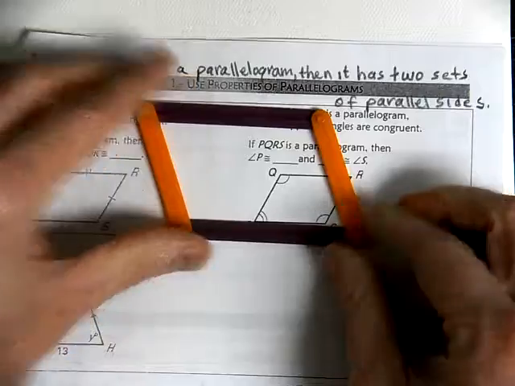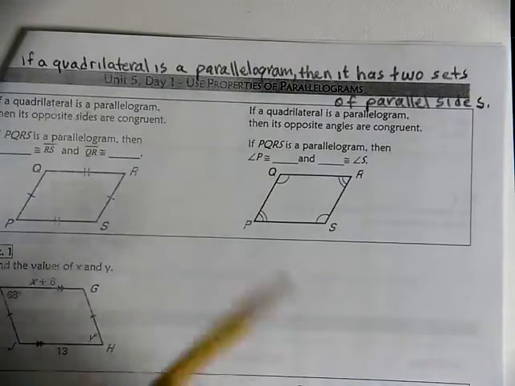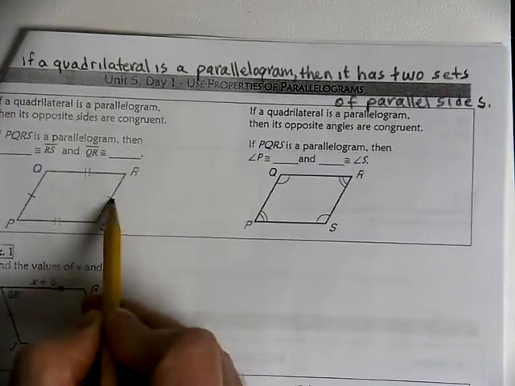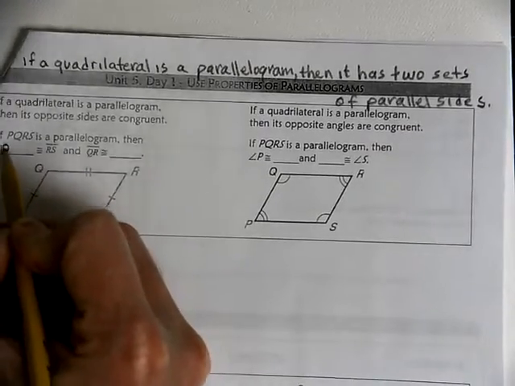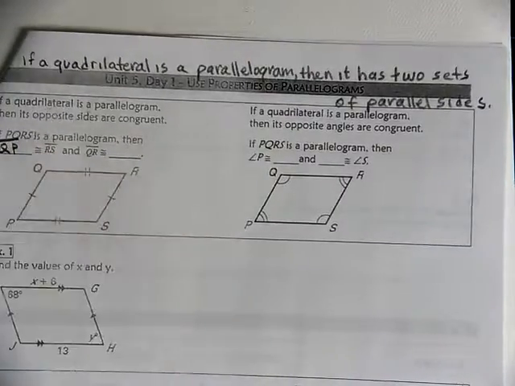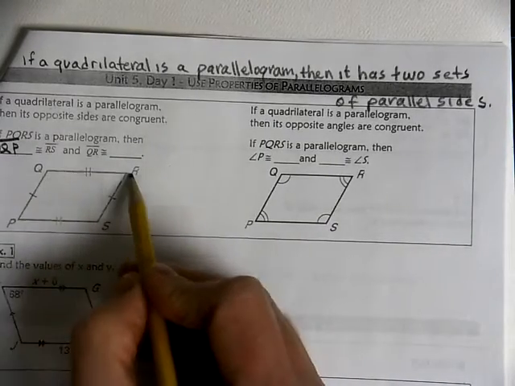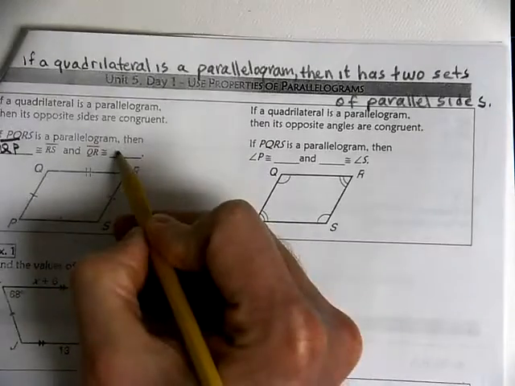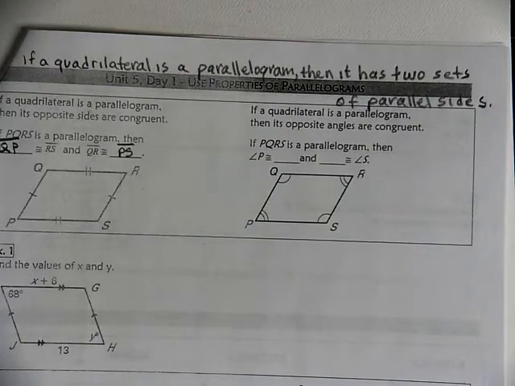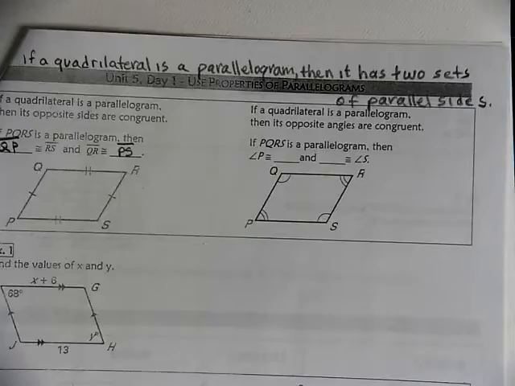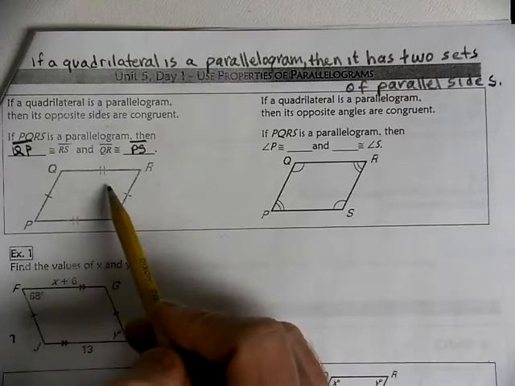And what's going to happen with that is we're going to have opposite sides that are also congruent. So segment RS is going to be congruent to segment QP. Segment QR is going to be congruent to segment PS. So that's one of the properties of a parallelogram, that opposite sides are going to be congruent.